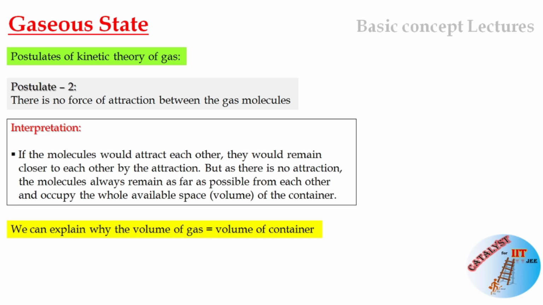Now, in our first lecture we discussed that for a gas the intermolecular attraction is very negligible. So, the kinetic theory basically assumes this negligible attraction force as 0. So, here comes the second postulate of kinetic theory. The second postulate tells that there is no force of attraction between the gas molecules. What we can interpret from this postulate is that if the molecules attracted each other, they would remain closer to each other by the attraction. But as there is no force of attraction between the molecules, they always remain as far as possible. Now, if we keep these molecules in a container, then the molecules expand and occupy the whole available space, or the whole available volume of the container. So, now we can understand why the volume of a gas is equal to the volume of a container.